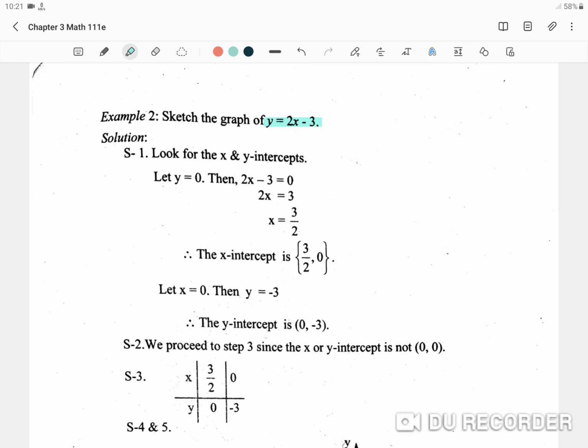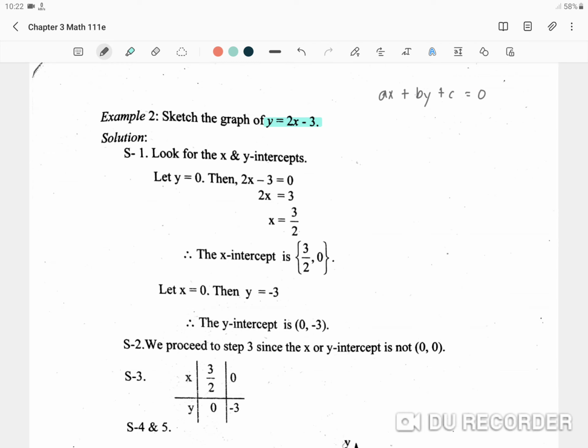Ang tanong dyan, is it written in the standard form? Yung standard form natin is ax plus by plus c is equal to 0. Para hindi tayo malito or hindi tayo ma-confuse, let us try to write that one in standard form.